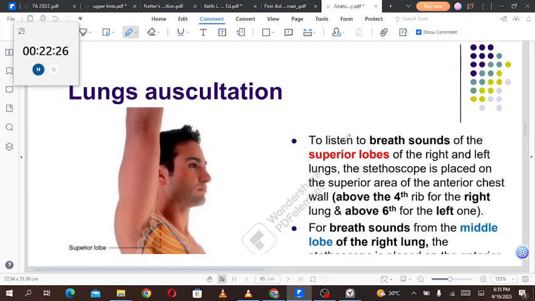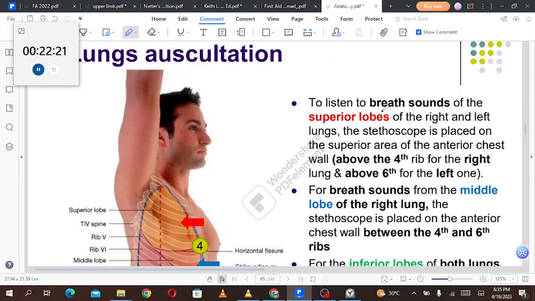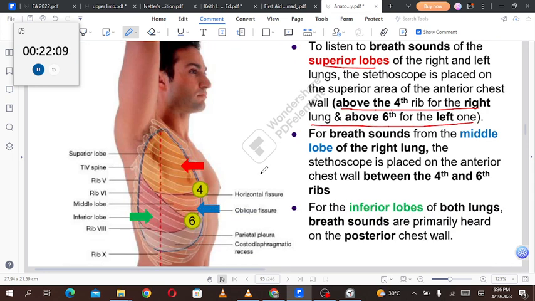What are the sites of lung auscultation? To listen to the breath sounds of the superior lobe of the right and left lung, the stethoscope is placed in the superior area of the anterior chest wall, above the fourth rib for the right lung and above the sixth for the left lung. Here is the horizontal fissure. So if we want to auscultate the upper lobe, we keep the stethoscope above the fourth rib on the right side and above the sixth rib on the left side.